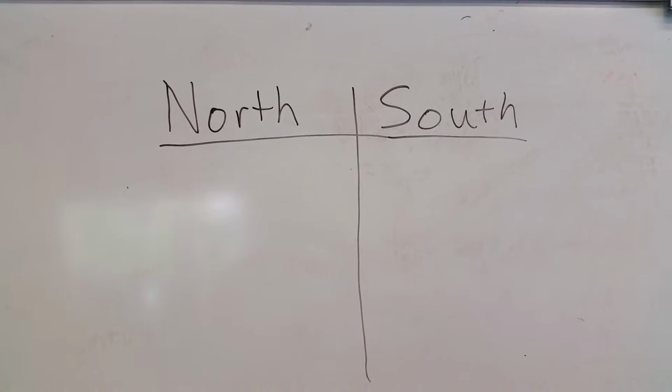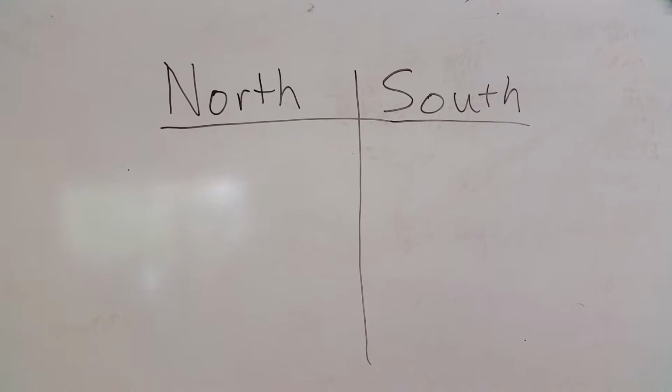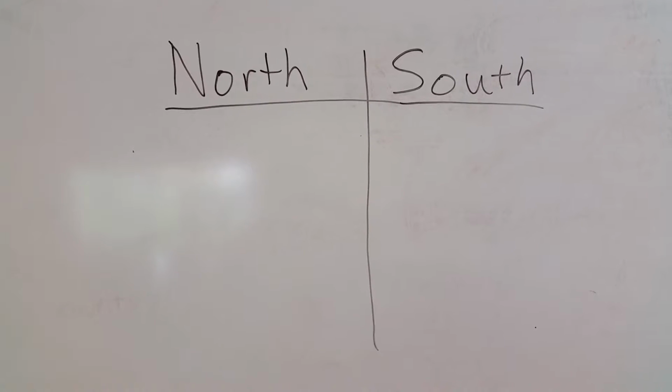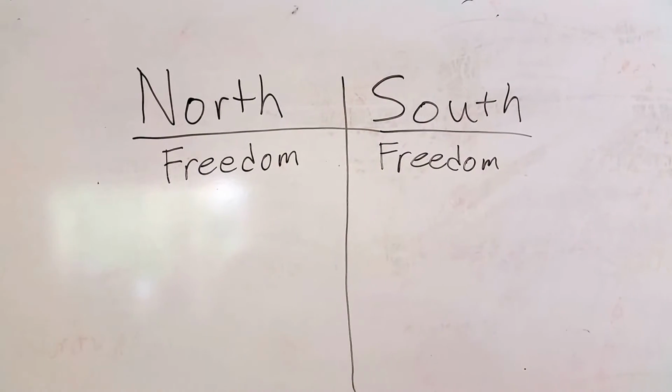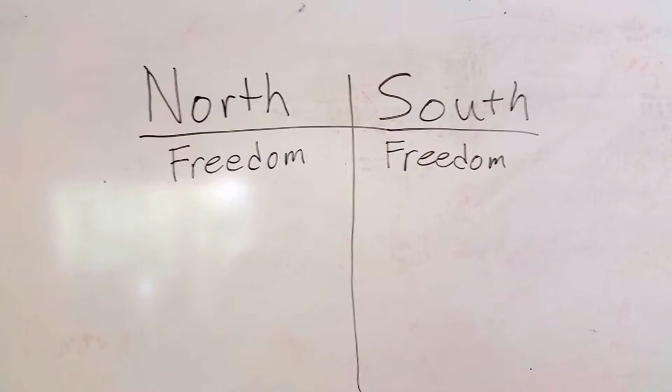Alright, so the easiest way to do this would be to make a list. So if you put the North on one side and the South on the other side, and now we're going to go through and find all the similarities and all the differences. Alright, so the first thing we have is freedom. Now they were both fighting for freedom.